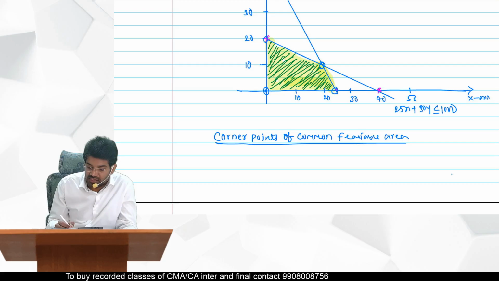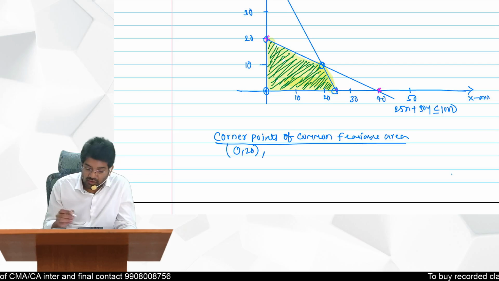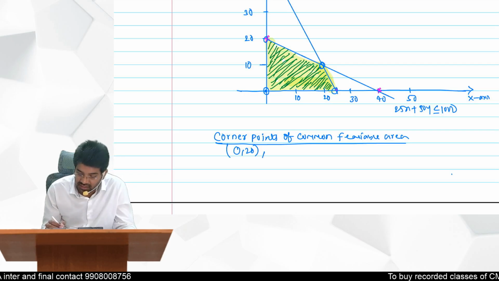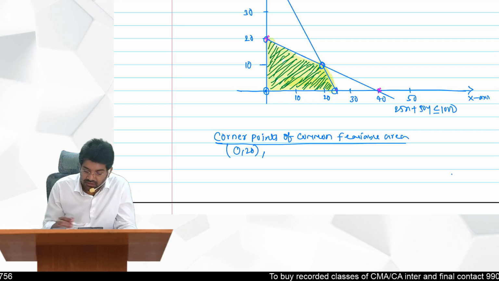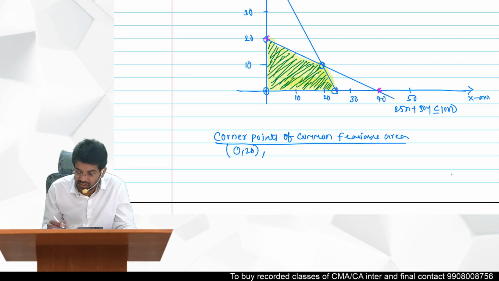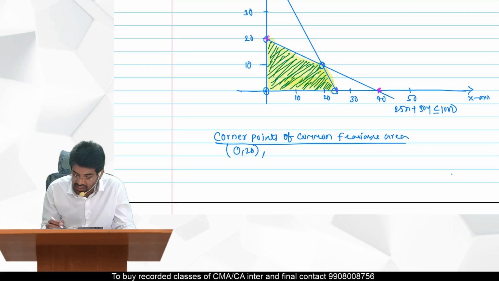So first one is 0, 20. Next one, now this is very important. Here see this one. This one and this one. So this is 20 comma 0. The other one is not 20 comma 0. It is exactly this one, so that is 20, 10.